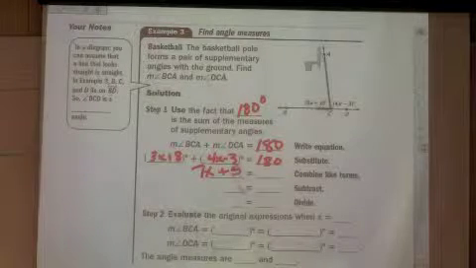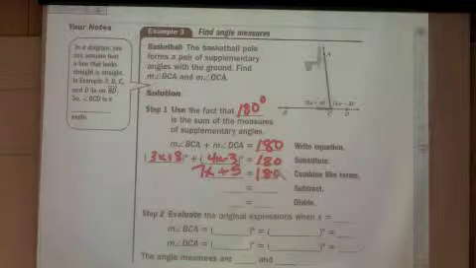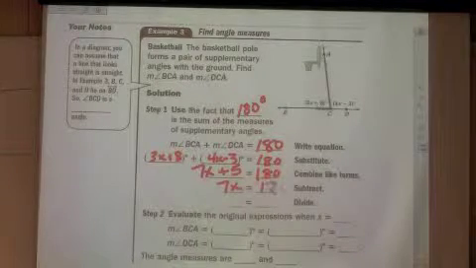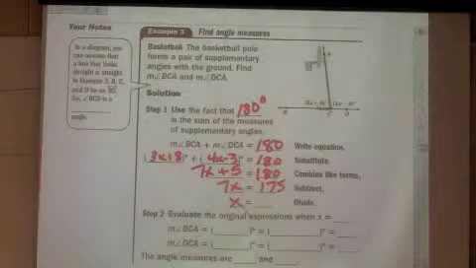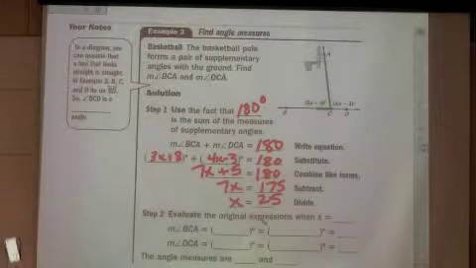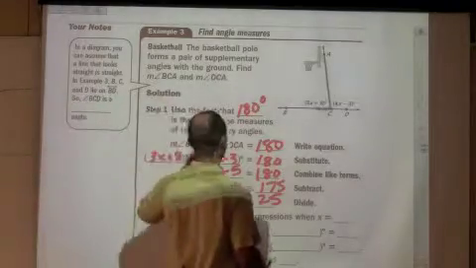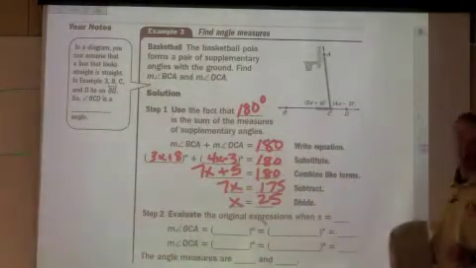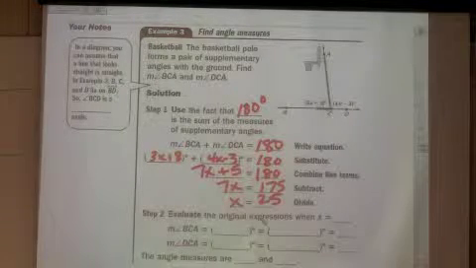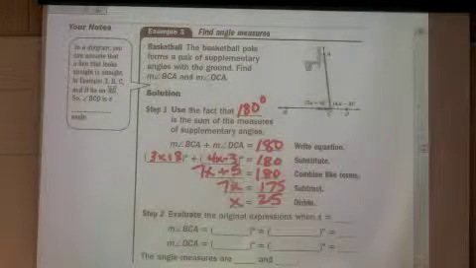Good. Okay, now we're down to a two-step fence post problem. We'll subtract 5. Divide by 7. And bam, we've got x equals 25. We want to make sure we answer the question though. It said actually find what those two angles are. We did the hard part, we found what x is. Now we just have to plug and chug and evaluate to figure out what they're going to be.